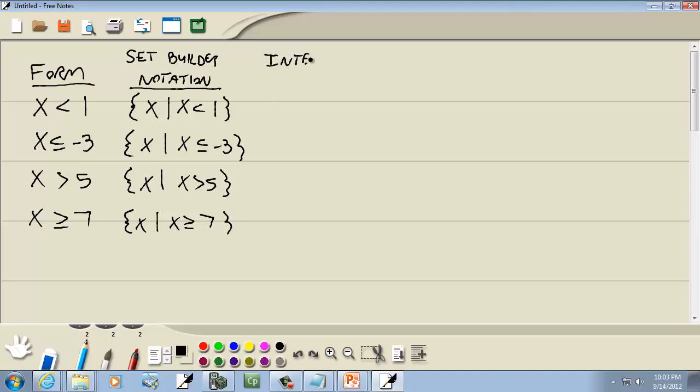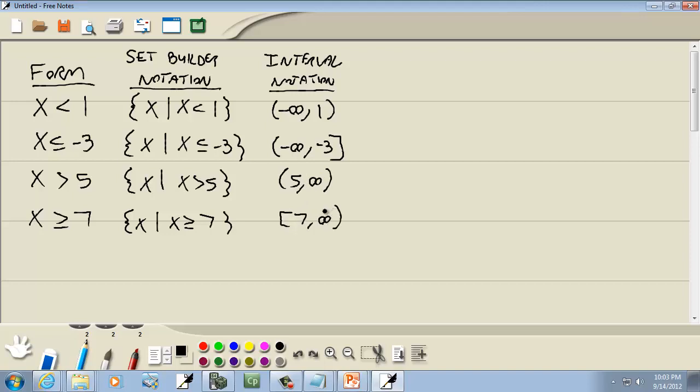Well, the next thing is interval notation. Now this is x is less than 1, and it looks like this. This is x is less than or equal to -3, and it looks like this. This is x is greater than 5. Looks like that. This is x is greater than or equal to 7. And it looks like this.